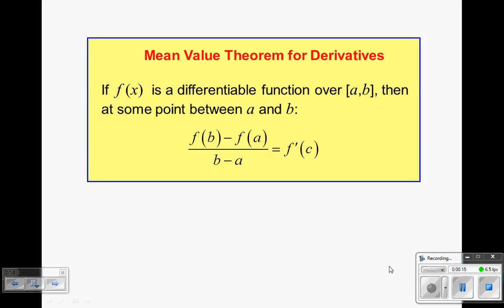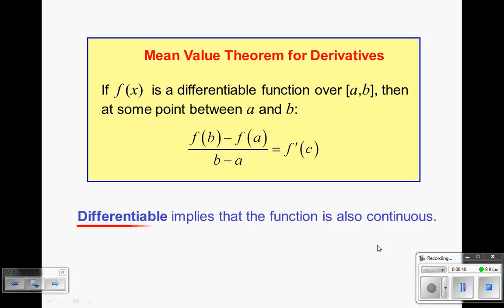All right, so the mean value theorem for derivatives says that if you have a differentiable function f of x over a closed interval, then at some point between a and b, this is the formula for the average slope, the slope between 2 points. So the average slope has to equal the derivative at some point between a and b.